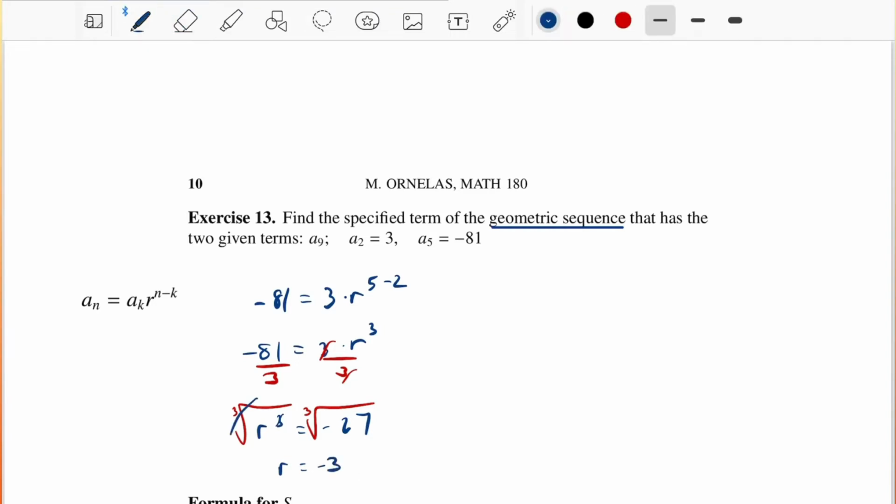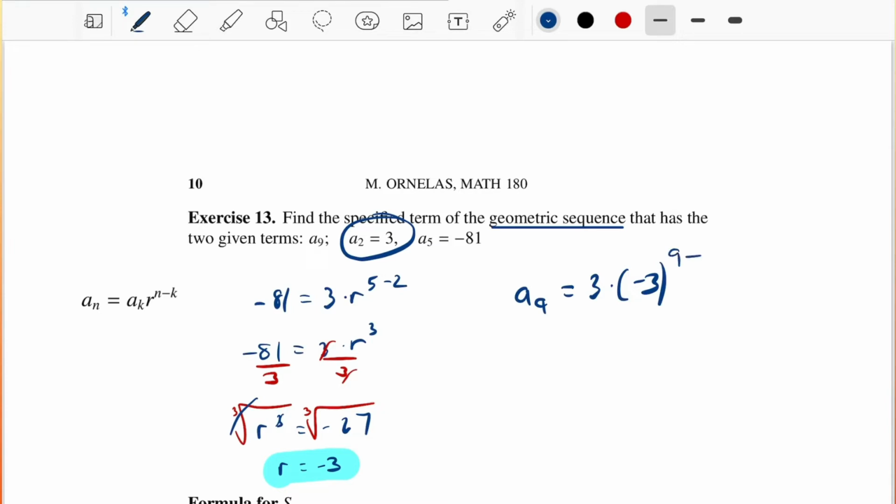So now we can find the nth term by using A sub n. Oh, well, we still need the first term. So let's see. Actually, we don't. We can reapply the same formula. So let's use this as our K, A sub K. So we have A sub 9. That's what we're looking for. So A sub 9 is equal to A sub K, which is 3, times the common ratio R to the n minus K. N is 9, K is 2 this time.